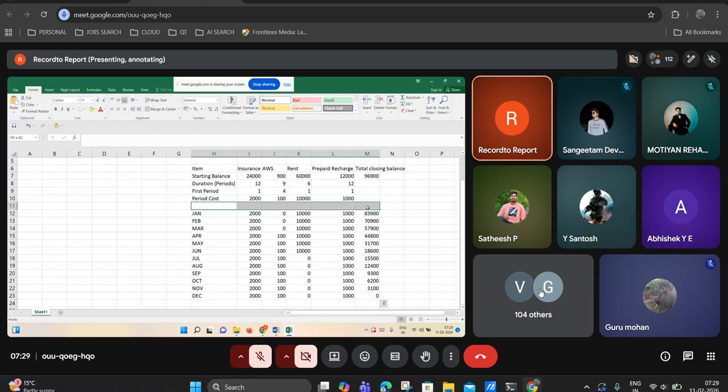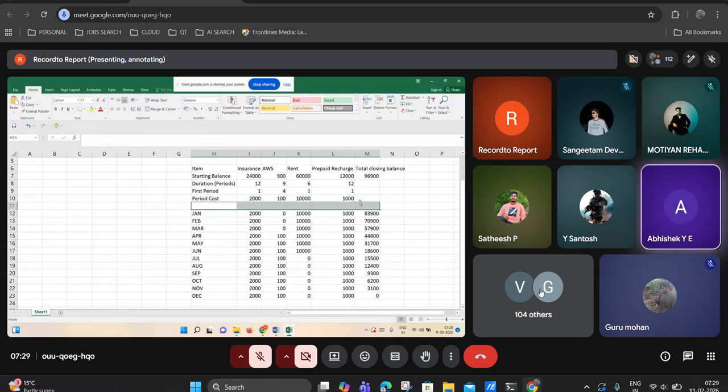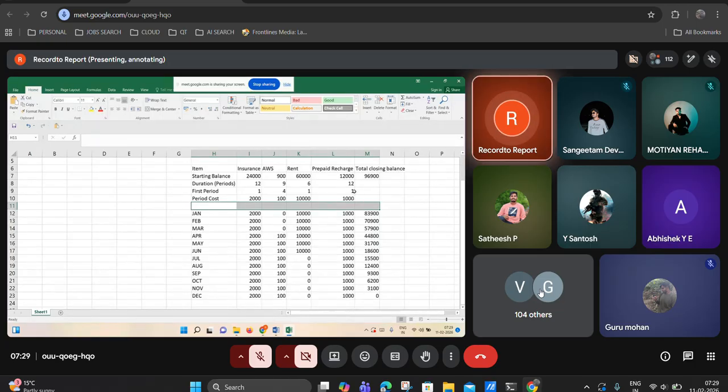Do you understand why it becomes zero? Because every month we are expensing out to the particular expenses. So that is the monthly amortization. Amortization is nothing but a decrease in the value of intangible assets, guys.